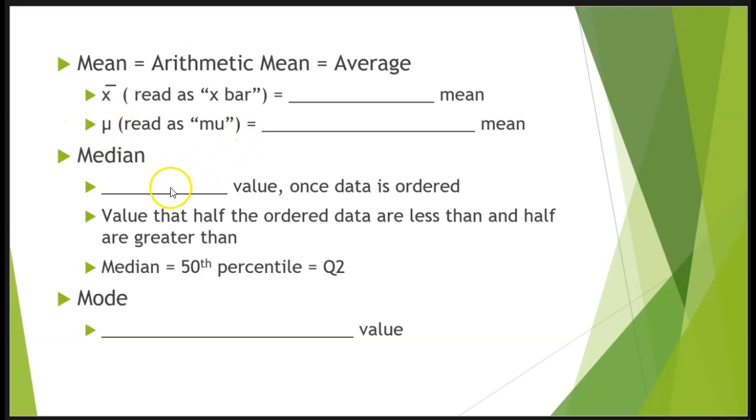The median is the middle value once the data is put into order, and the value that half the ordered data are less than and half are greater than. So remember that the median is also the 50th percentile and Q2. Then the mode is the most frequent value.